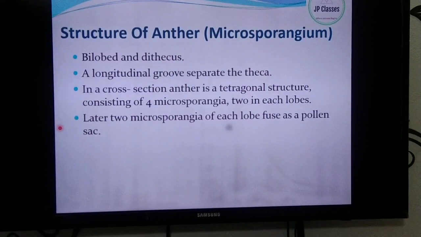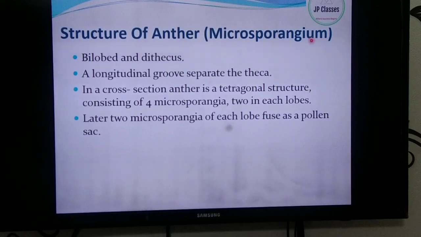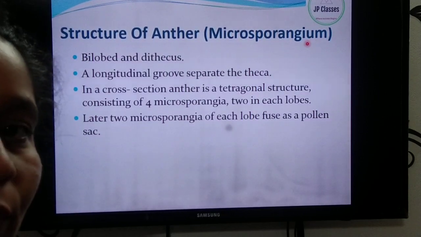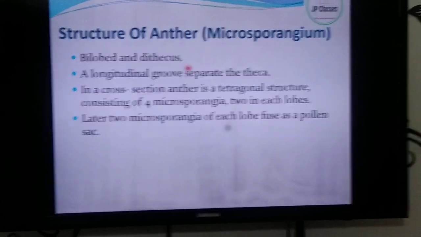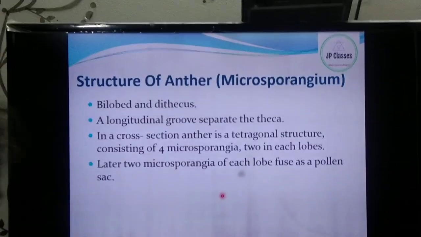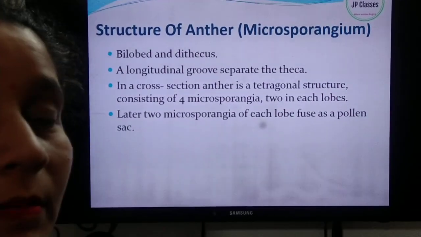Now I am giving you some points about the Microsporangia and the anther. First point is, you know that the structure of anther is known as the Microsporangium, because the anther comprises of the 4 Microsporangium. So anther is bilobed and dithecous. What is theca? Theca means covering. They are having the 2 coverings known as the theca.